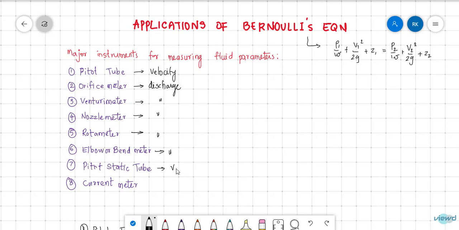Pitot static tube, this is for velocity. And current meter, this is for velocity. So the velocity ones are pitot static tube, current meter and pitot tube, and the remaining are for discharge. The important ones are pitot tube, pitot static tube, venturi meter and orifice meter. We are going to see about these four in this video.